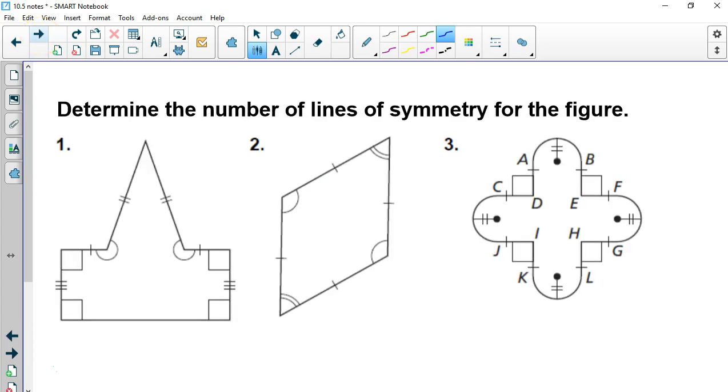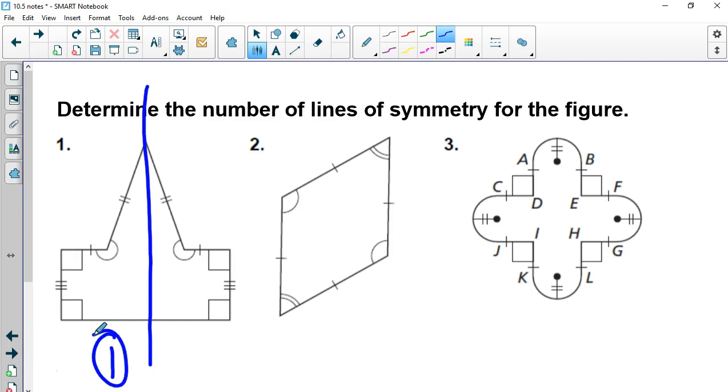All right, lines of symmetry for the figure. Lines of symmetry are basically where can you fold the shape and have it be the same. Okay? So if I folded right down the middle, the left side would match the right side. And that's it. I can't do top to bottom or anything like that. So the answer here is 1.